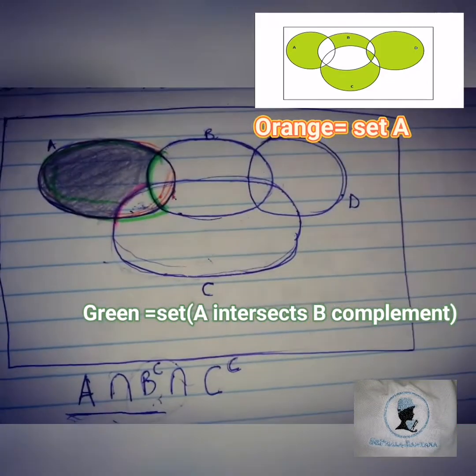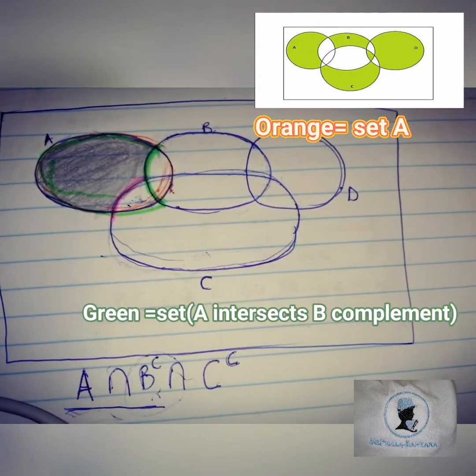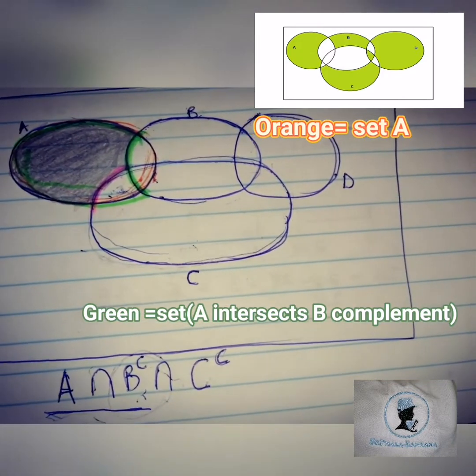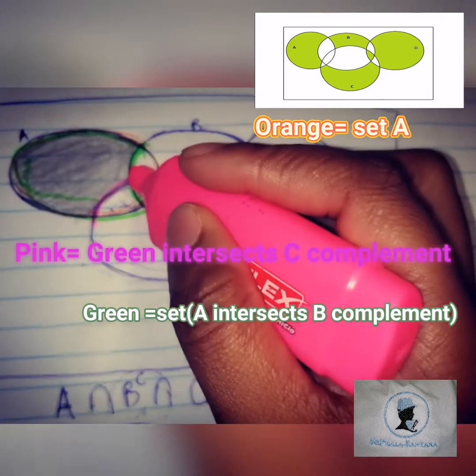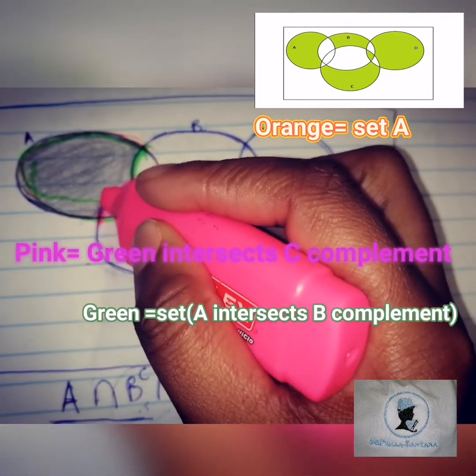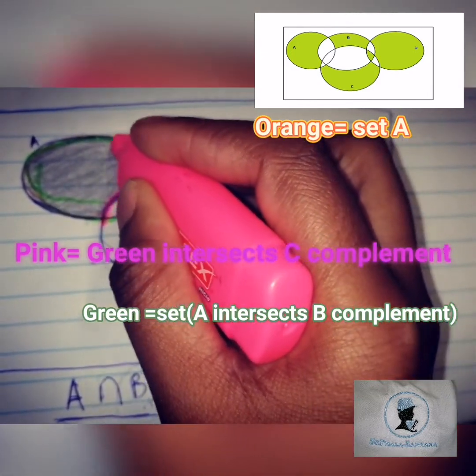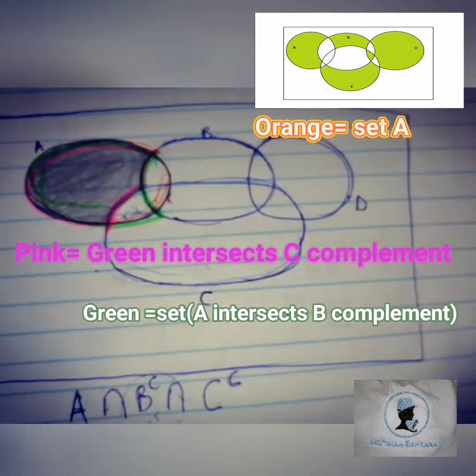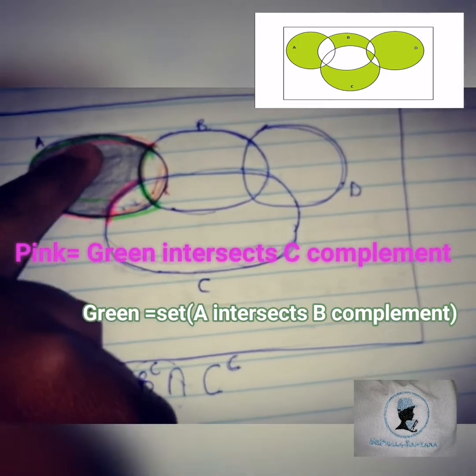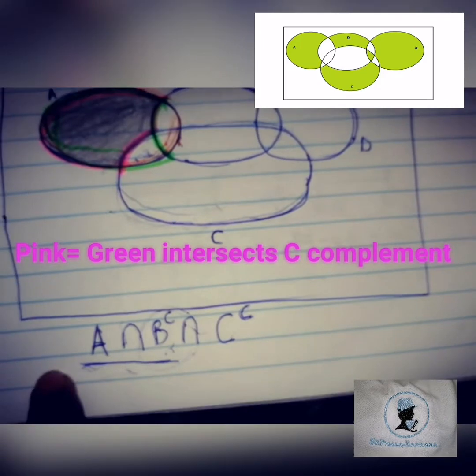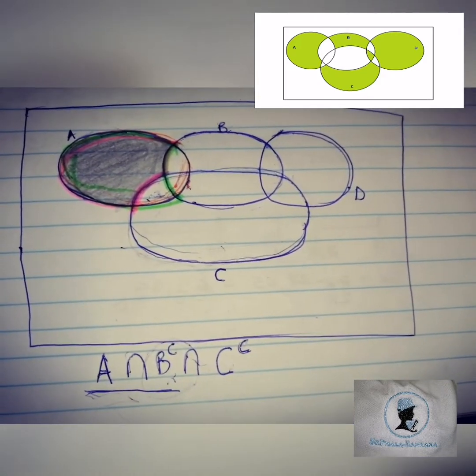So we are going to say intersected. So we know that it is going to be this part. So for this set, this shaded set, this notation is correct.